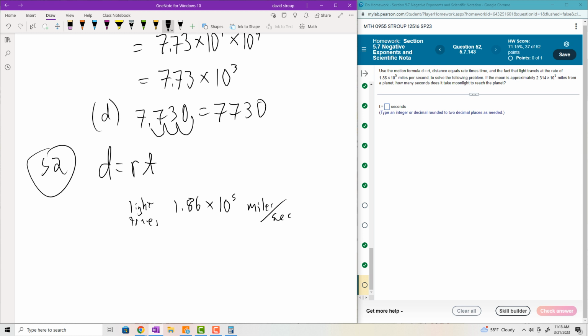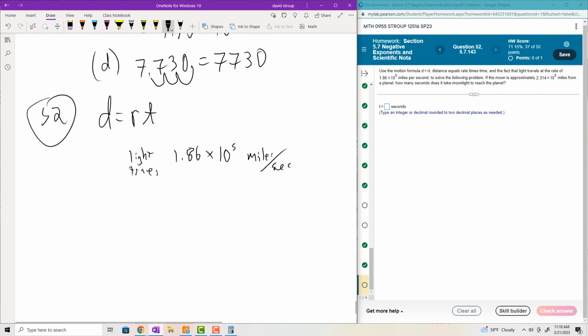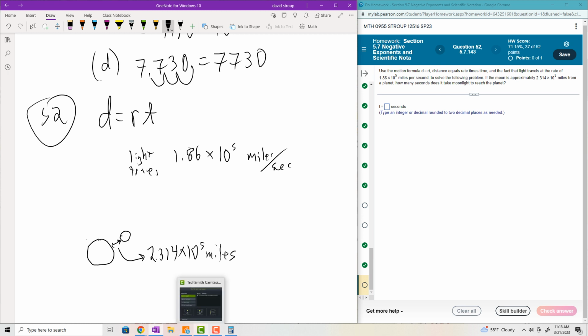The moon is approximately 2.34 times 10 to the fifth miles from a planet. So here we have a planet, and then its moon is kind of zipping around. And the distance here between the planet and the moon is 2.314 times 10 to the fifth miles. And this isn't Earth. Okay. The distance from Earth to the moon is not 23,000 miles. No, I don't think so. It's actually a lot more, isn't it?